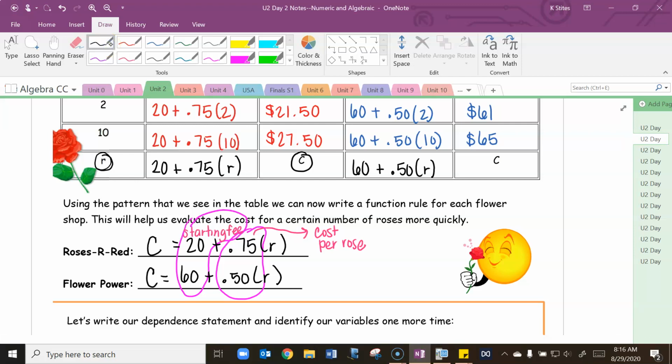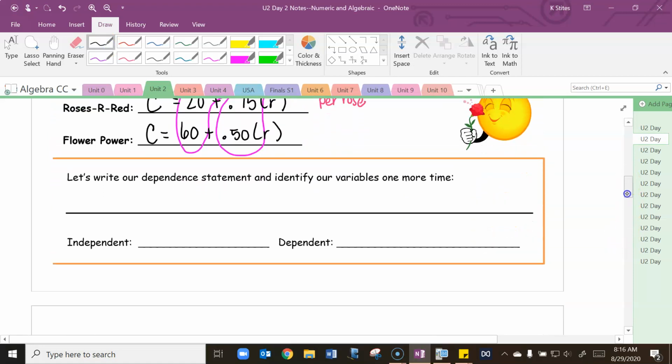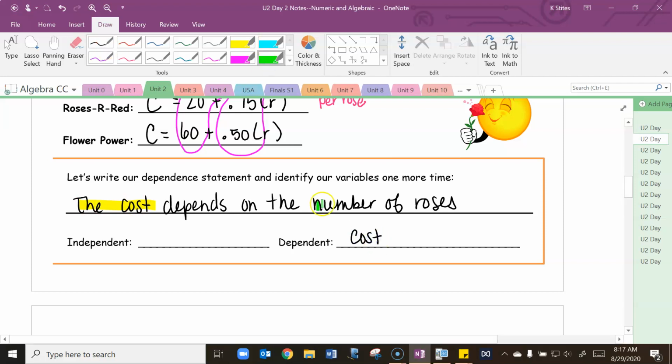Okay, so now we can write our dependence statement. Okay, remember what we talked about cost? Cost is always dependent. So what we can say here is the cost depends on the number of roses. Okay, the cost depends on the number of roses. So again, cost will be dependent and number of roses will be independent. Since it's cost depends, cost will be dependent.